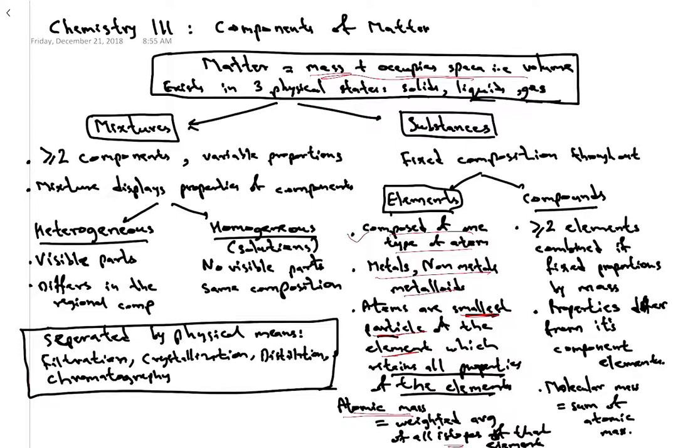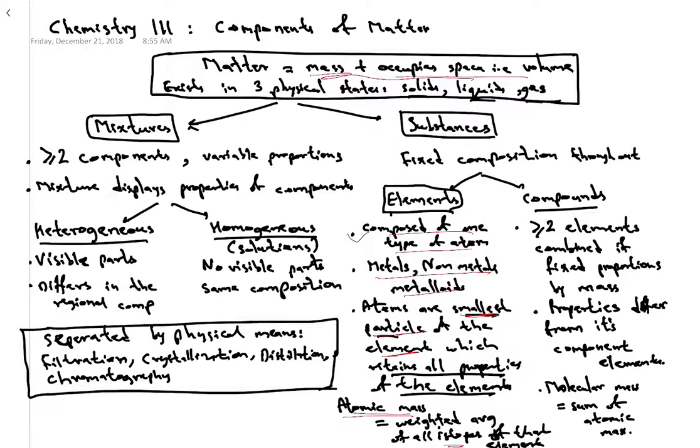Mixtures are of two types: heterogeneous mixtures and homogeneous mixtures. In a heterogeneous mixture, I can visually see the components, whereas in a homogeneous mixture I cannot see the components, and therefore in a homogeneous mixture, called solutions, the composition is the same throughout the solution. Whereas in a heterogeneous mixture, because I can visibly see the components separately, those components can be mixed in various amounts, and therefore they will differ in their regional composition. Of course, mixtures can be separated by physical means.